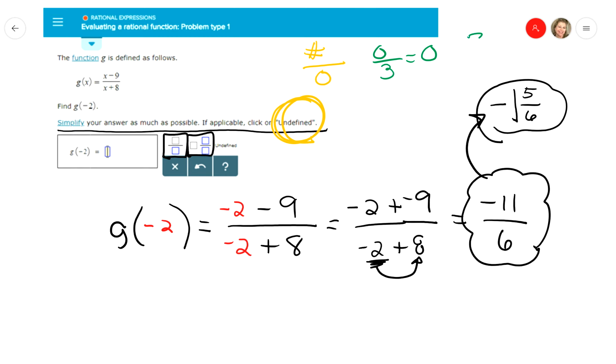But if you flip it over and you try to take 3 items and divide it into 0 piles, I can't even imagine that. I can't even visualize that. It makes no sense to me. This would be undefined. So if you're given one where the number you plug in, like if they had given me a -8, -8 plus 8 would have given me a 0 in the denominator, and then I would have said undefined. But I didn't. I was given -2, so that's my answer right there.